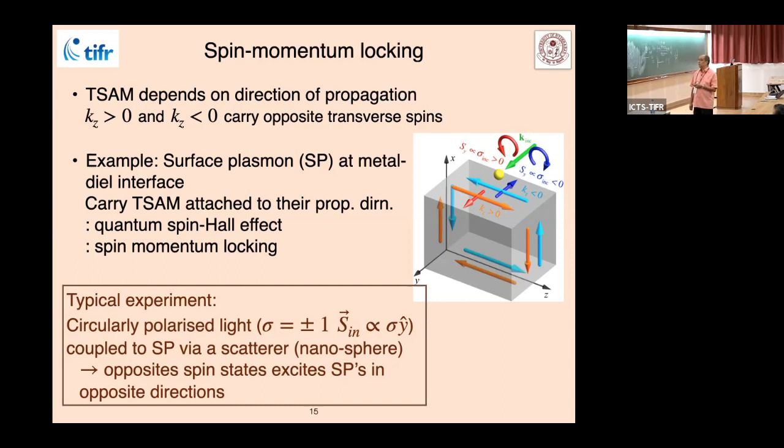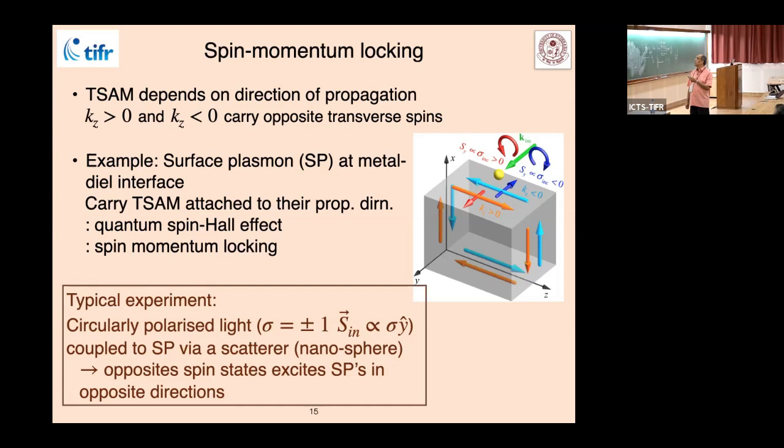I can have a nanosphere, or any other scatterer, any inhomogeneity on the surface that can do the scattering. It can translate the spin to the surface mode. So opposite spin states will excite these SPs in the opposite direction. That's the spirit here. If a wave is propagating in this direction, the spin state, or the helicity, sigma positive and sigma negative, will go in different directions.